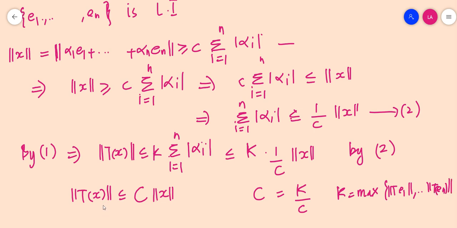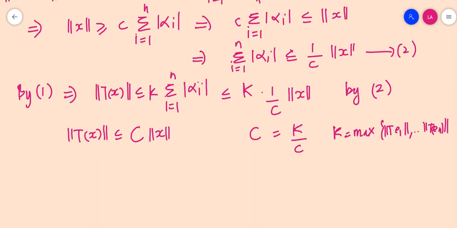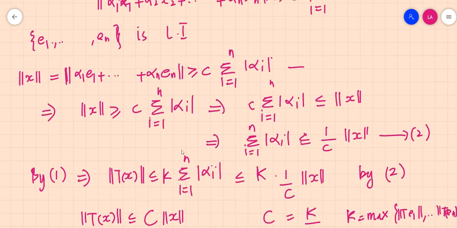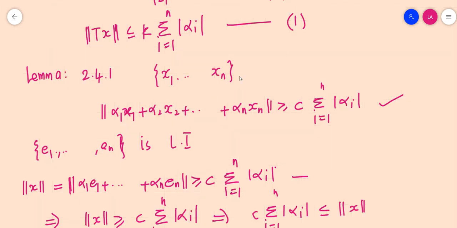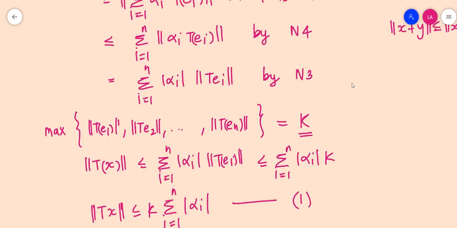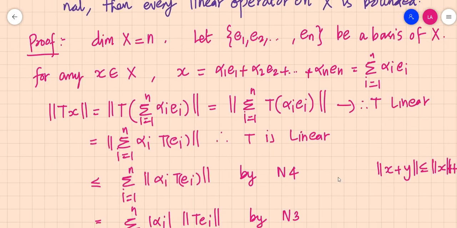So we have taken an arbitrary linear transformation t on the finite dimensional normed space and an arbitrary x. We have established that norm of tx is less than or equal to some constant C into norm x, which implies that our t is bounded. So if you are given a finite dimensional normed space and any given linear operator, then that linear operator is always bounded. So there's no point in defining a bounded linear operator in the case of finite dimensional normed space because every linear operator is actually bounded. Okay, so this is what we have established.